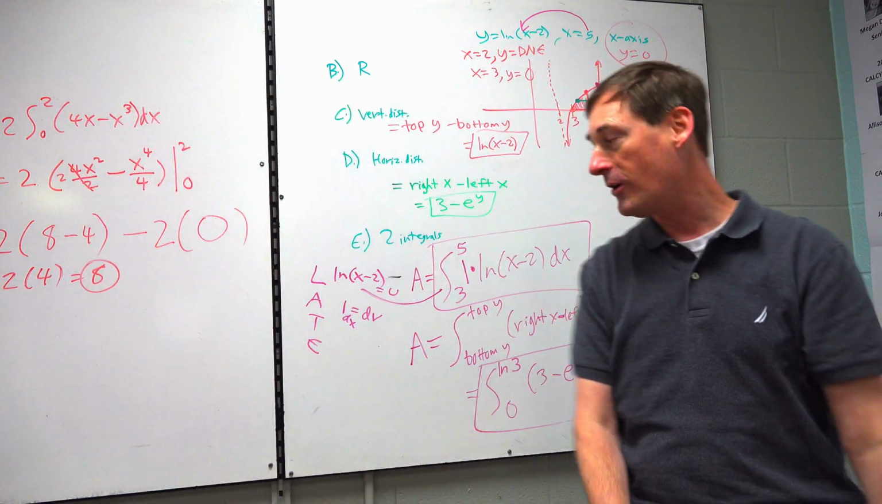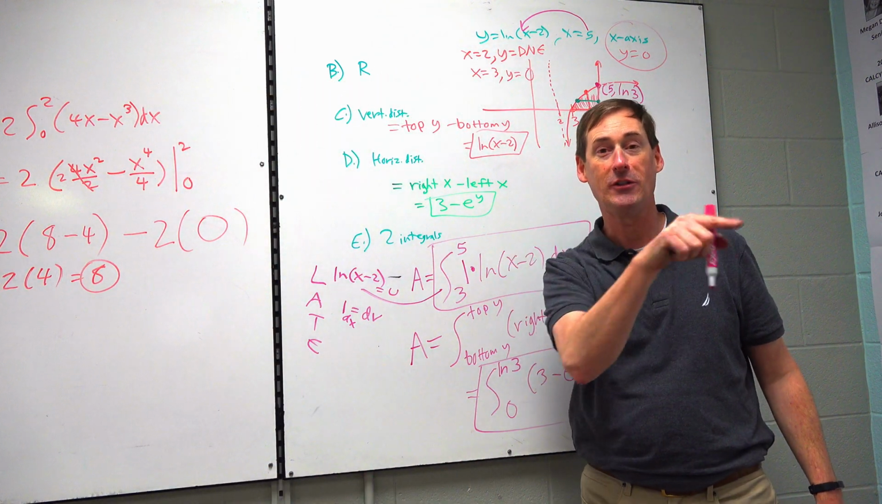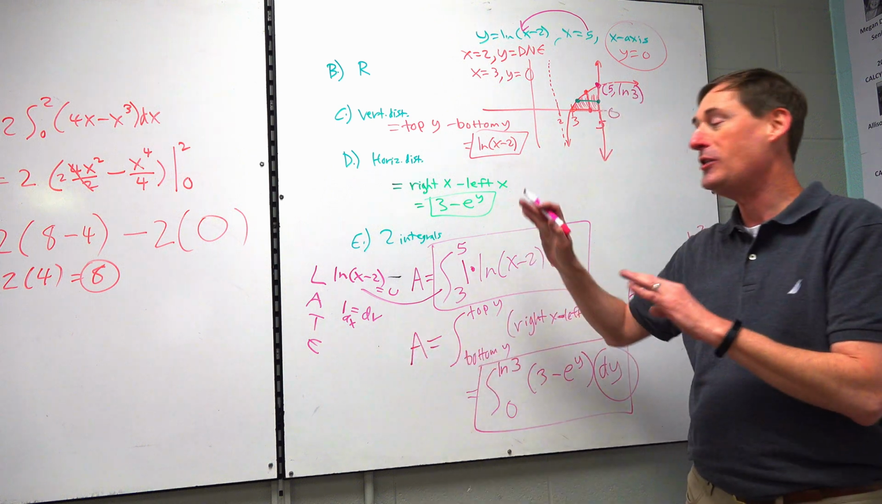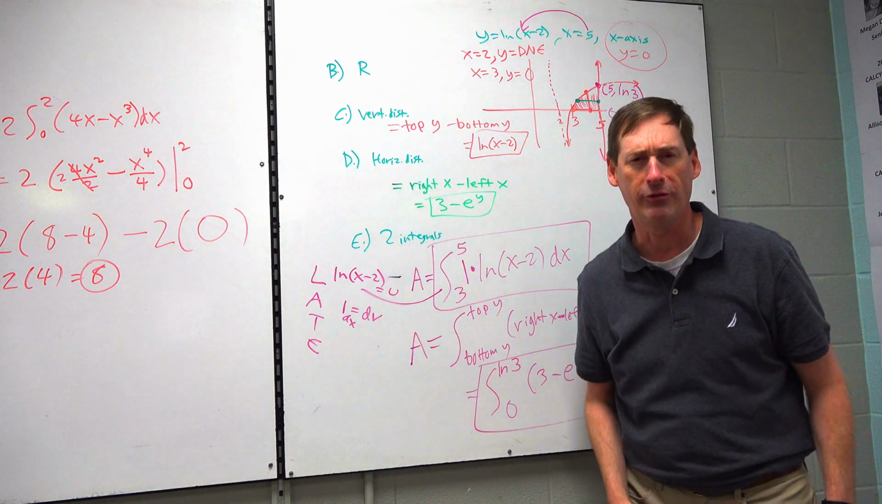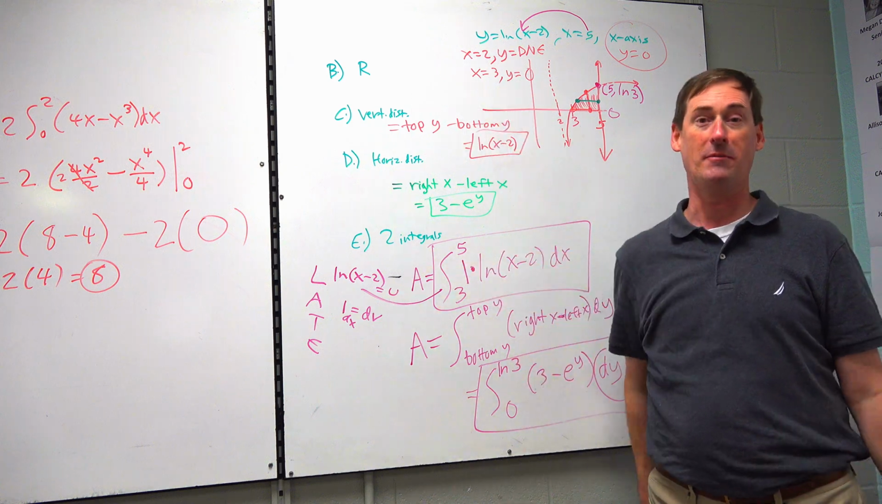You go back to chapter 4, you do uv minus the integral of v du, and you can do it, all right? So if you ever have to in the future. That's just totally for fun. Otherwise, skip to the next problem.